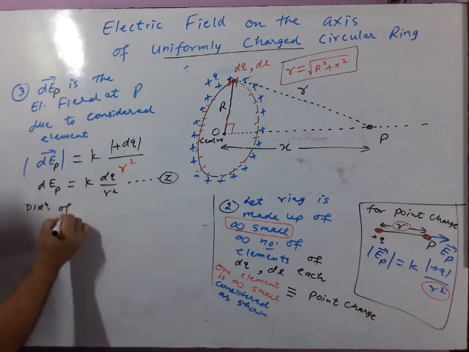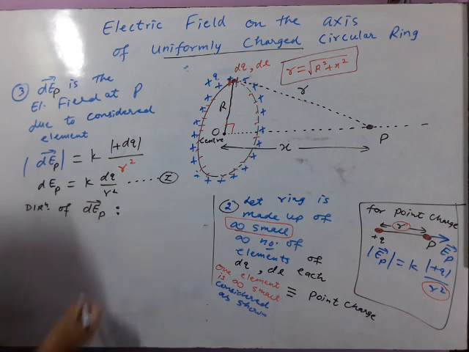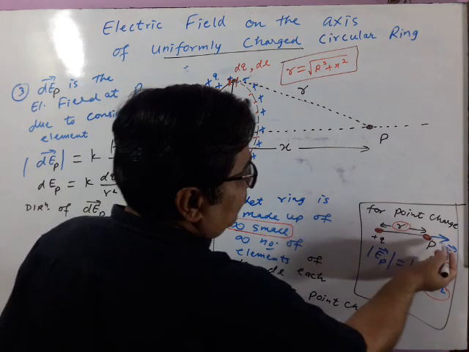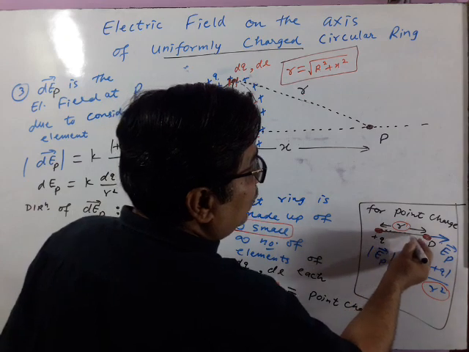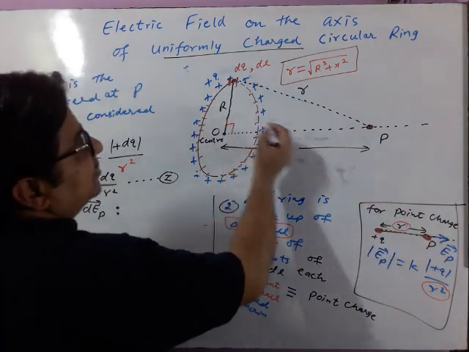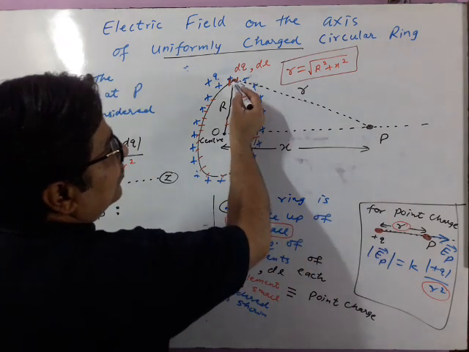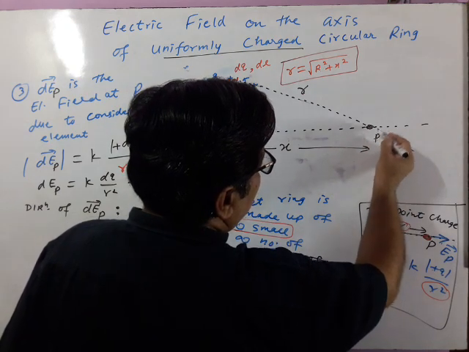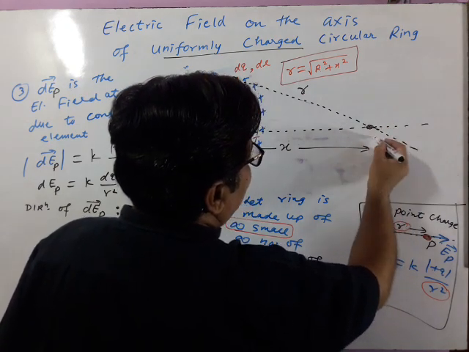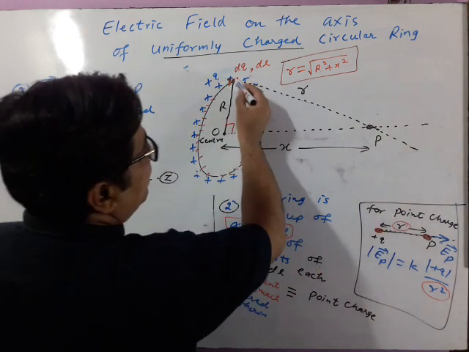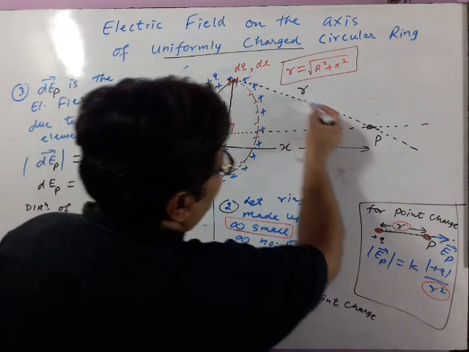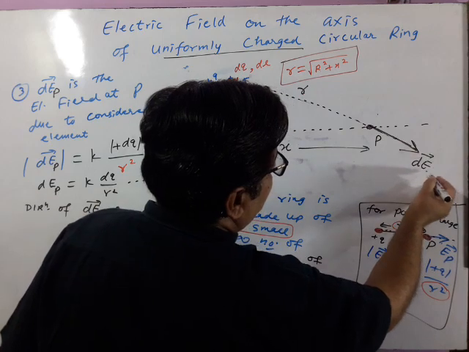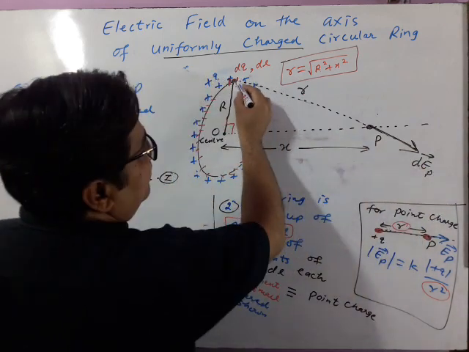Now direction. Direction of dE vector at P. Electric field is radially outward for positive charge, away from positive charge, and it is radial. Radial means along the line joining. Similarly, for the direction of electric field at P due to this positive charge, first of all join the line between charge and point, and see it is plus, away from positive charge. So this is the direction of electric field at P due to this element considered.